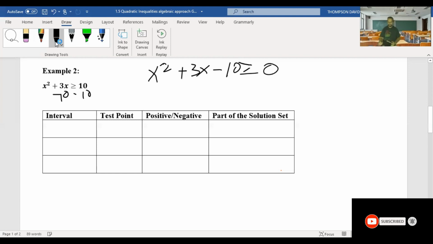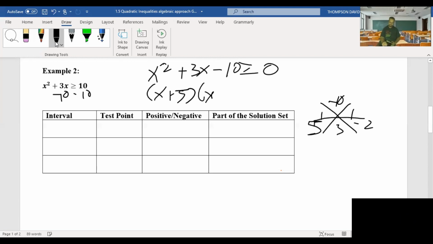You want to factor it next. So you have 1 and 1. 1 times negative 10 is negative 10, and then 3 in the middle. You want two factors of negative 10 that when I multiply them, I get negative 10, but when I add them, I get 3, and those two numbers will be 5 and negative 2. So our factored form would be (x plus 5)(x minus 2) is greater than or equal to 0.